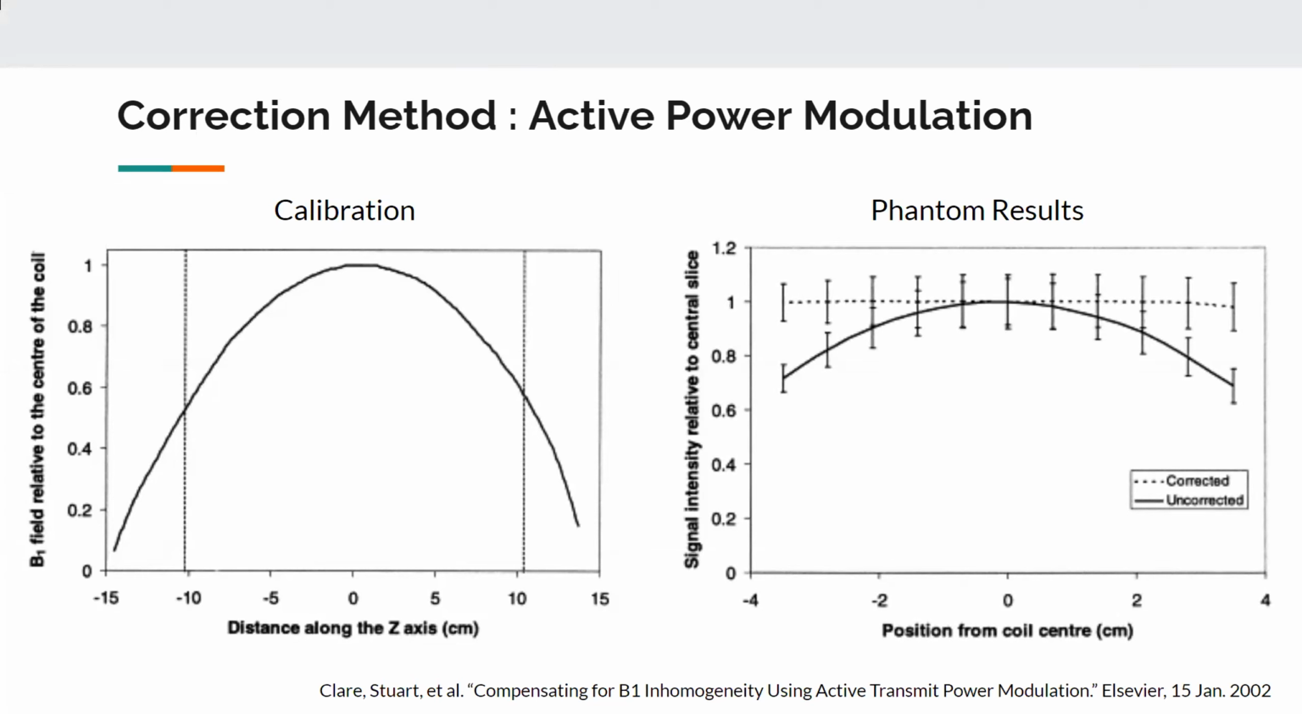And going on to the results of this, this correction technique was tested both with phantoms and the human head at 3T. And this figure on the right shows the main signal intensity of a cylindrical phantom for a spin echo sequence. And as you can see by the dashed line, the change in image intensity is largely removed with the transmit power modulation compared to the solid black line.